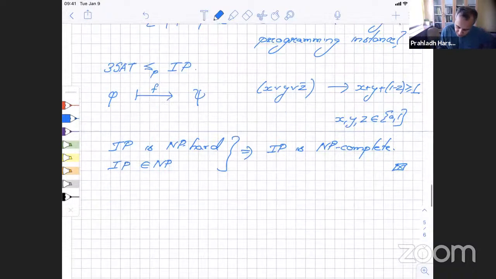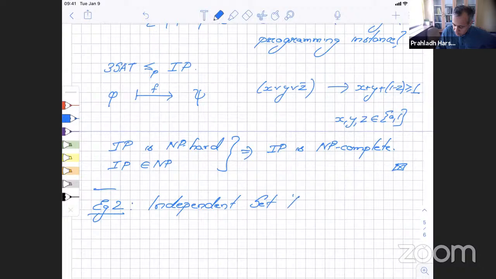We'll now look at example 2, which is the independent set problem. The decision version of this is what is usually called ind set, which is: you're given a graph and a number k, and the question is whether there exists an independent set of size k.